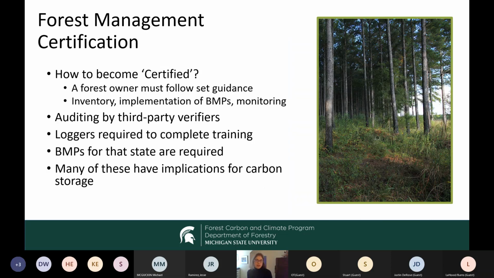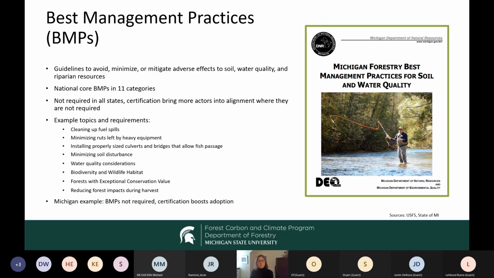How to become certified. A forest owner must follow set guidance: inventory, implementation of best management practices, and monitoring and auditing by third-party verifiers, which is a hugely important part of this. Loggers are required to complete training and best management practices for that state. And a lot of these best management practices, which we'll talk about in a second, have direct implications for carbon storage. So I won't go into these in too much detail.